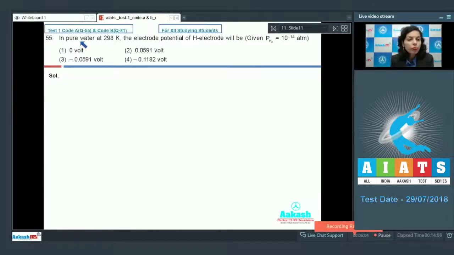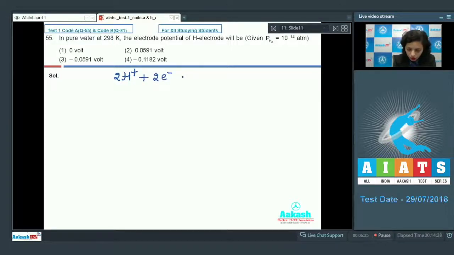Question number 55. In pure water at 298 Kelvin, the electrode potential of hydrogen electrode will be given. The pressure of hydrogen is 10 raised to the power minus 14 atmosphere. So in this question, first we have to consider the reaction that is taking place at electrode is the reduction, and there is the formation of hydrogen gas.